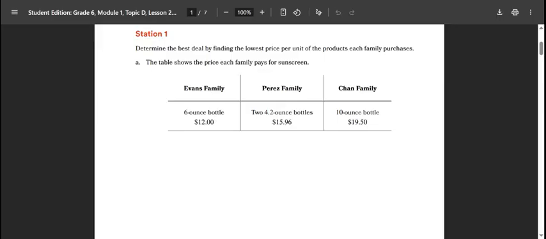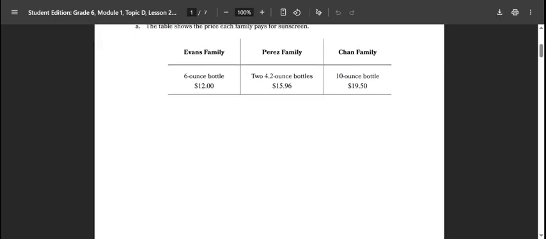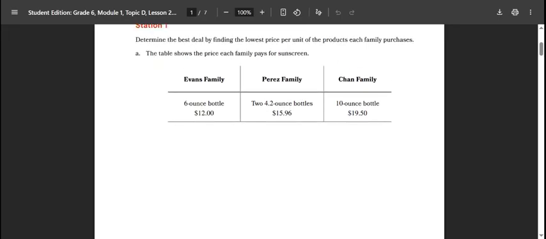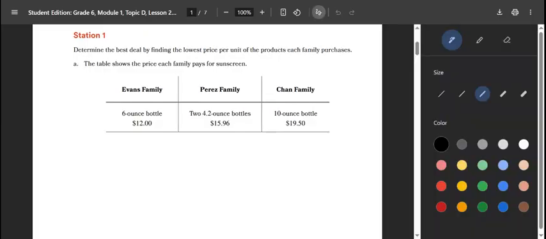So let's get this down to a unit rate. In this case, we want the price per ounce. So we're going to be doing the price per ounce. So we're going to do money divided by number of ounces. OZ is an abbreviation for ounces.